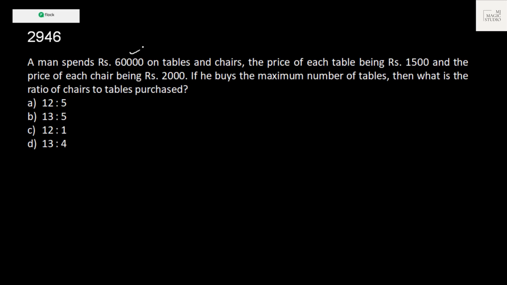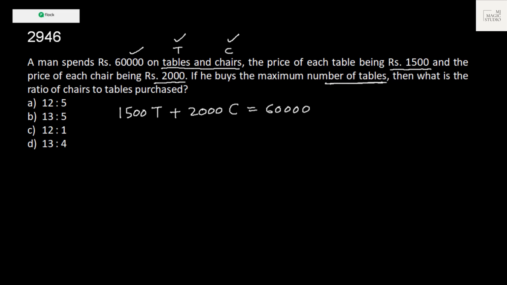A man spends 60,000 rupees on tables and chairs. The price of each table is 1500 and the price of each chair is 2000. If he buys the maximum number of tables, then what is the ratio of chairs to tables? Suppose he buys T number of tables and C number of chairs, then 1500T plus 2000C equals 60,000. If I divide by zeros and then by 5, we will have 3T plus 4C equals 120.